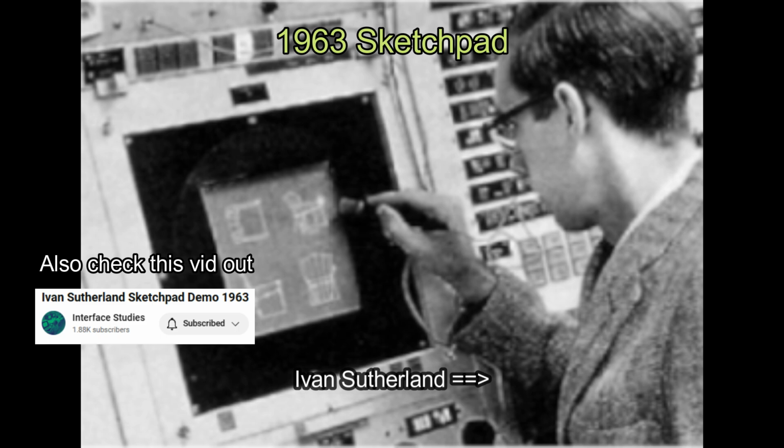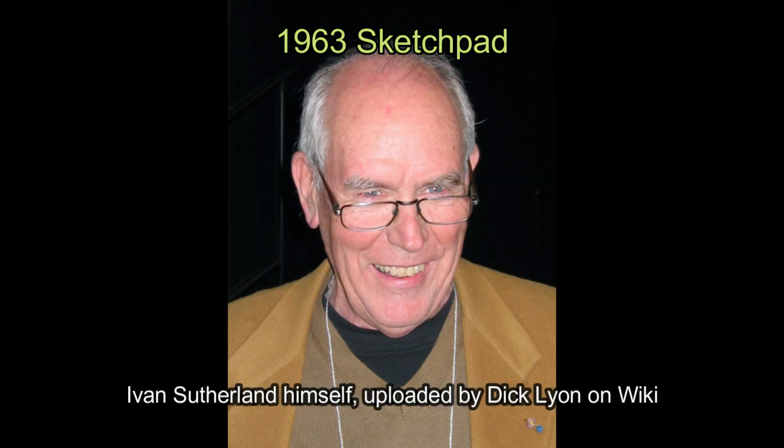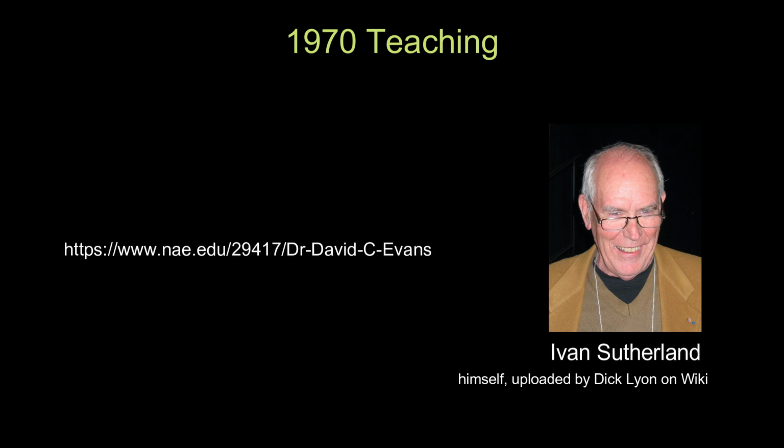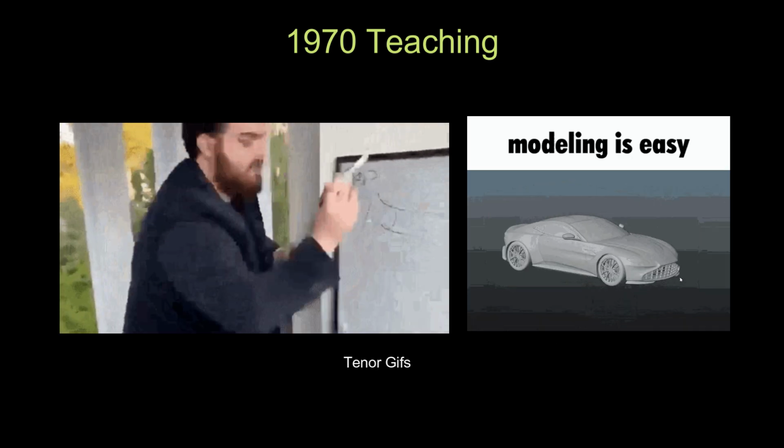1963, the first software for 3D rendering was released by Ivan Sutherland. 1968, the first 3D graphics company called Evans and Sutherland opened. 1970, Ivan Sutherland and David C. Evans started teaching the subject.